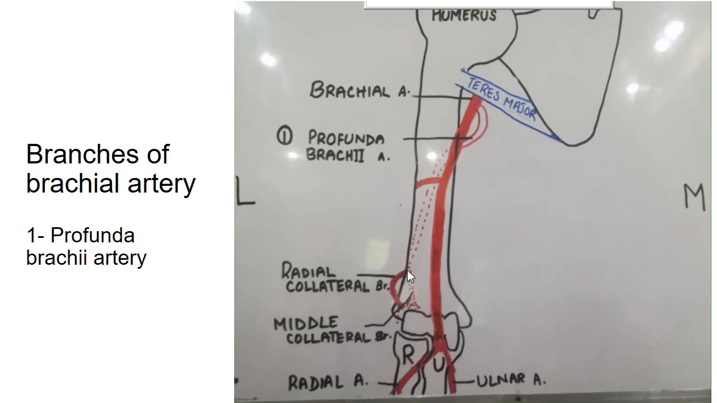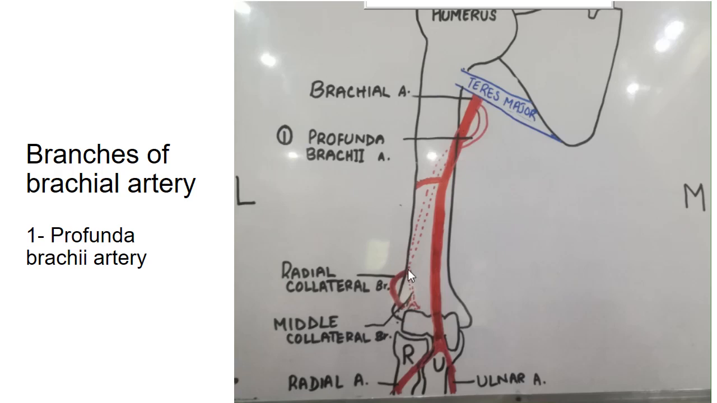The radial collateral branch of the profunda brachii artery, this one, it comes anteriorly in front of the lateral epicondyle of humerus. Right here, this is the lateral epicondyle of humerus, this is the lateral side and this is the medial side. This radial collateral branch comes anteriorly in front of the lateral epicondyle of humerus and takes part in anastomosis around the elbow joint.